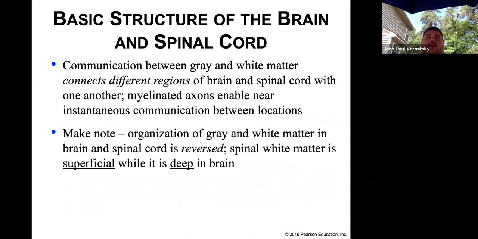Communication between the gray and white matter connects different regions of the brain and spinal cord with one another. Myelinated axons enable near instantaneous communication between locations. Please make note, organization of gray and white matter in the brain and spinal cord is reversed. Spinal white matter is superficial while it is deep within the brain.